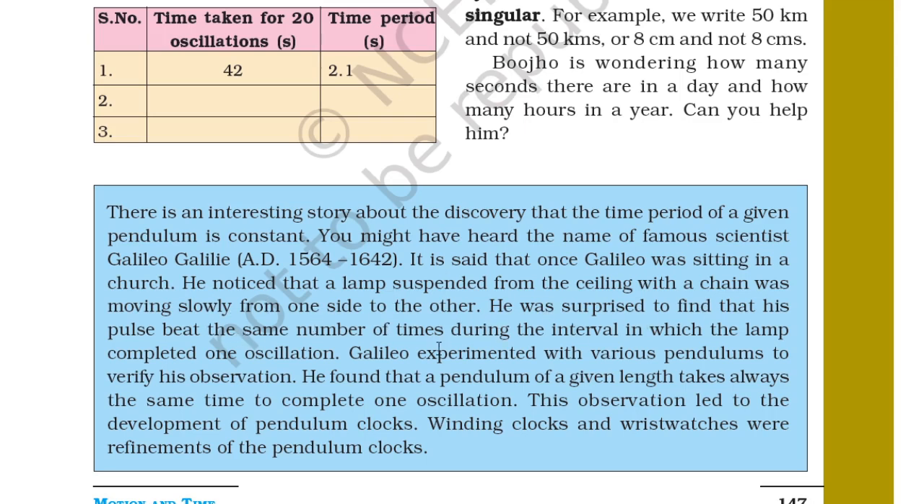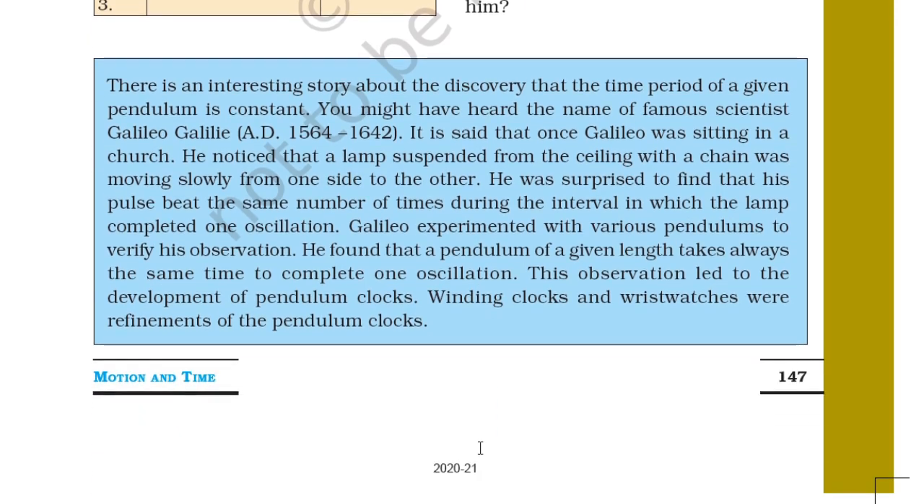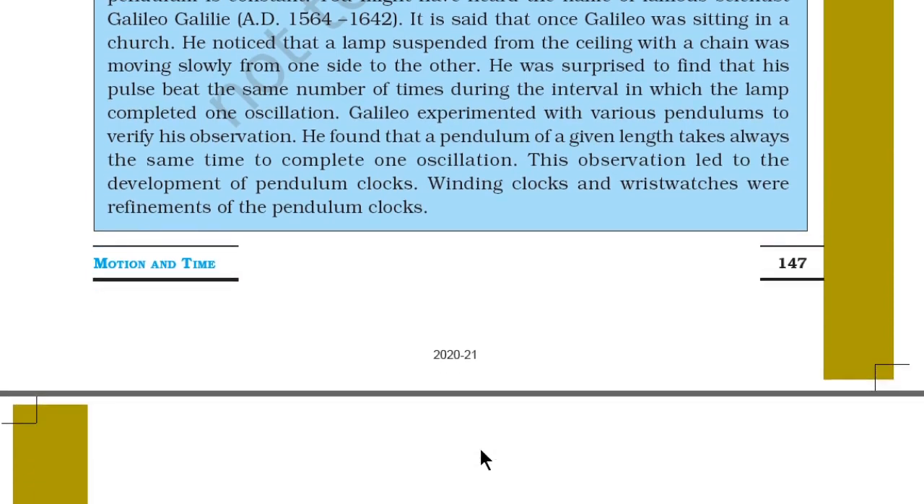He was surprised to find that his pulse beat the same number of times during the interval in which the lamp completed one oscillation. Galileo experimented with various pendulums to verify his observation. He found that a pendulum of a given length always takes the same time to complete one oscillation. This observation led to the development of pendulum clocks. Winding clocks and wristwatches were refinements of the pendulum clock. So Galileo had this enlightenment by seeing the suspended lamp in a church.